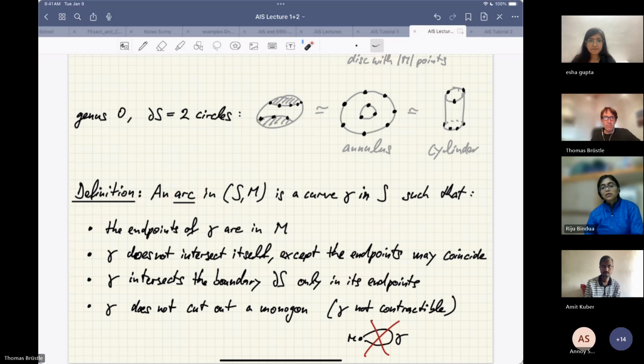Okay. Sorry, yeah. So, do you want gamma to be just continuous or also smooth? Excuse me? Sorry, I didn't get you. Yeah. Do you want to assume that gamma is continuous or also smooth?